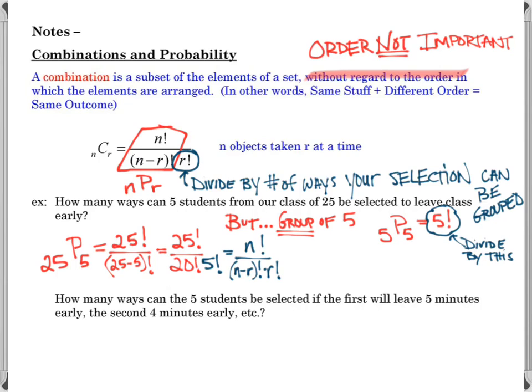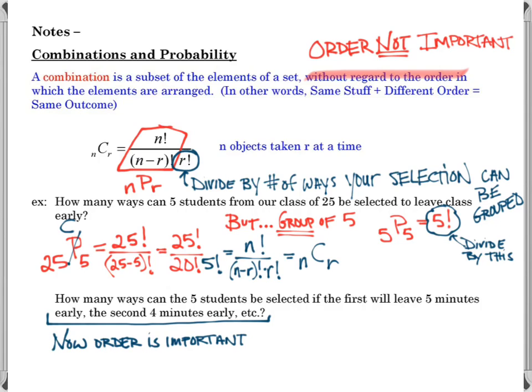All right. Look at the next one. How many ways can 5 students be selected if the first will leave 5 minutes early, the second 4, so on and so forth? This is now where the order is important. If you get picked first, you're 5 minutes. If you get picked second, you're 4 minutes. So being picked first and second is not the same as it was up here. And so now we have to worry about using a permutation, no longer a combination.